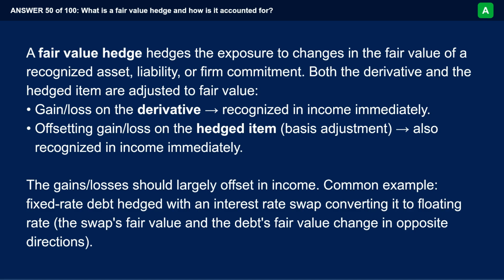Common example: fixed-rate debt hedged with an interest rate swap converting it to floating rate. The swap's fair value and the debt's fair value change in opposite directions.